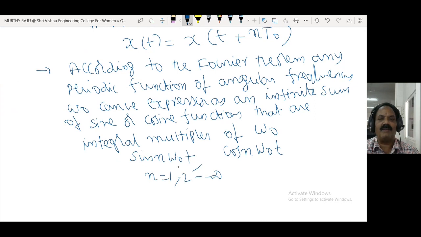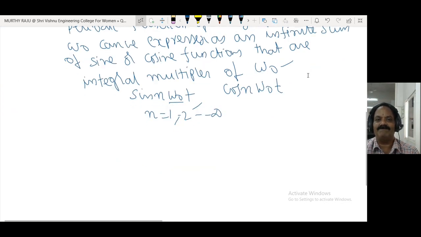N is equal to 1 means the fundamental frequency, angular frequency omega naught. N is equal to 2, 3, 4 means harmonics of that fundamental angular frequency. The unit is radians per second.